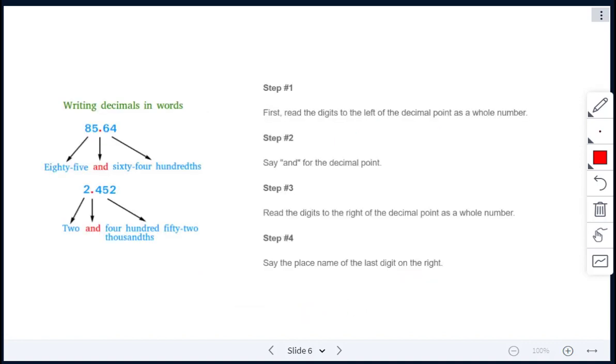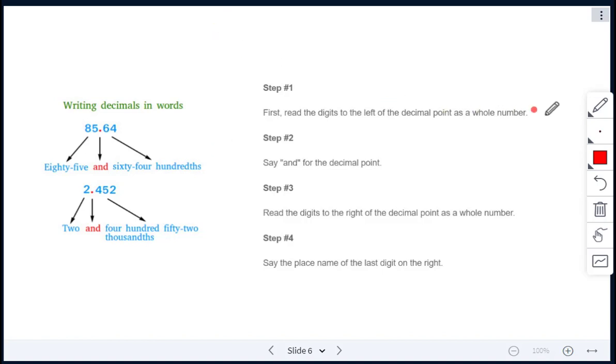Lastly, just writing decimals in words. So if we have a decimal here, 85.64, how do we say this in words? So you can say 85.64, but the technical way to say it is 85, that's the whole number. Then the decimal, we say and, and then we say 64 hundredths. So we say 64, and our last digit here is in the hundredths position, so it would be 64 hundredths.